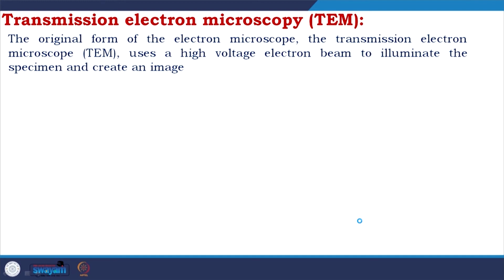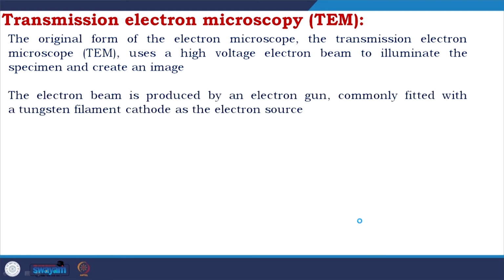it is the original form of electron microscope. The transmission electron microscope uses a high voltage electron beam to illuminate the specimen and create an image. It uses a high voltage electron beam. The electron beam is produced by an electron gun commonly fitted with a tungsten filament cathode as the electron source. We will talk in detail when we get to our topic, the cryo-electron.